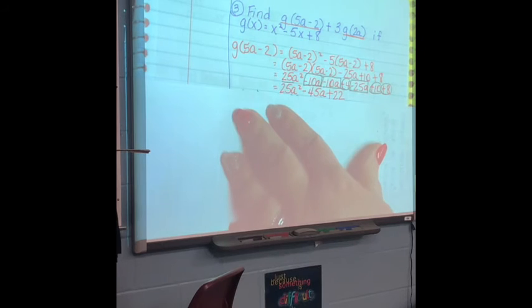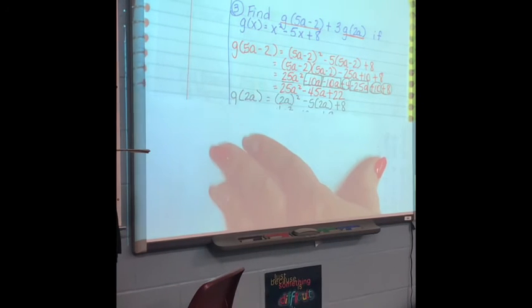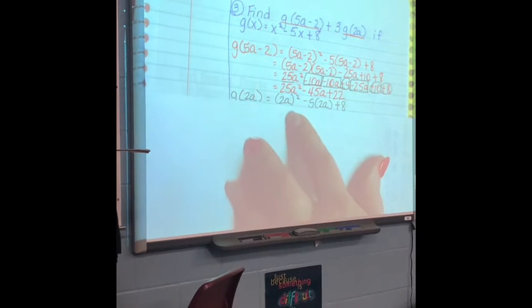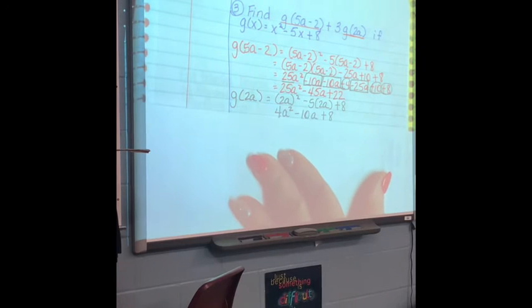So g of 2a said everywhere there was x, I'm going to put 2a. So that's what that one looks like: 2a squared, the whole thing, not just a squared, but 2a all squared, right? And then minus 5 times 2a plus 8. So again, I'm multiplying, getting this exponent piece, 2a times 2a, which would have been 4a squared, and negative 5 times 2a, which would be negative 10a.